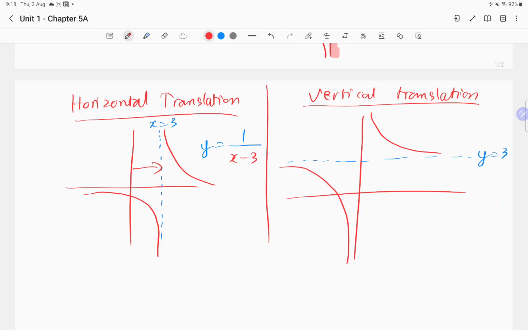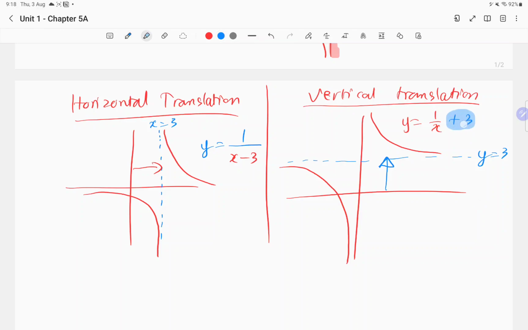Okay, so we translate it vertically up. This is the vertical translation of the graph, upward by 3 units. Then the new equation would be y equals 1 over x, and then you plus 3. All right, so let's analyze this.